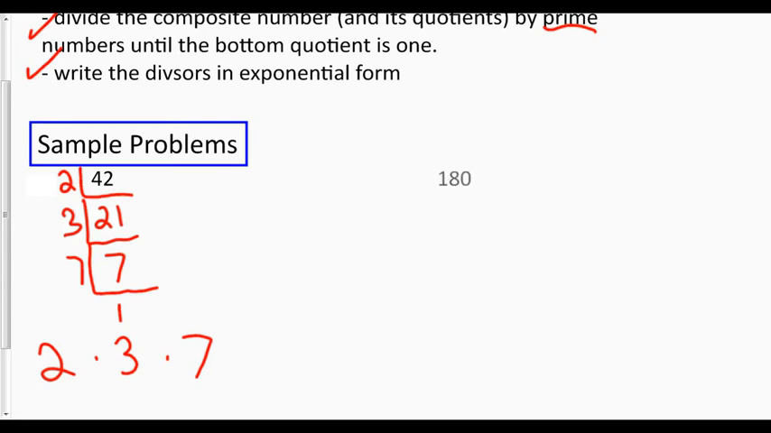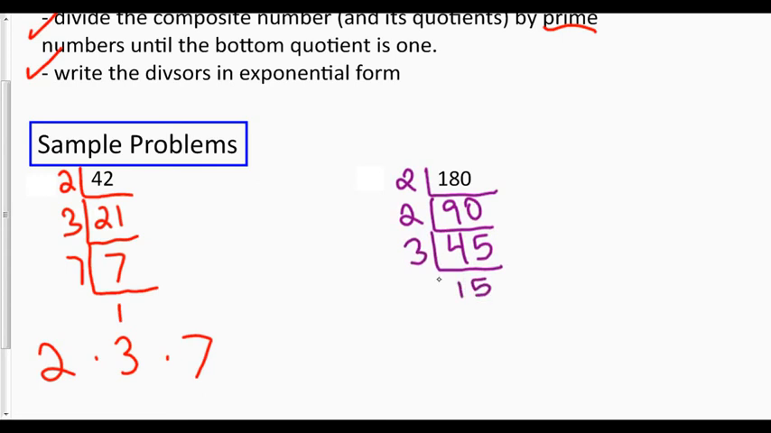And then let's try another example here. I have 180. And I want to think about prime numbers that go into 180. So I'm going to use 2 again. 2 goes into 180 90 times. I can use 2 again. It goes into 90 45 times. 3 will go into 45, and that will go in 15 times. 3 will go into 15. That'll go in 5 times. And the only prime that goes into 5 is 5. I get 1 down here.